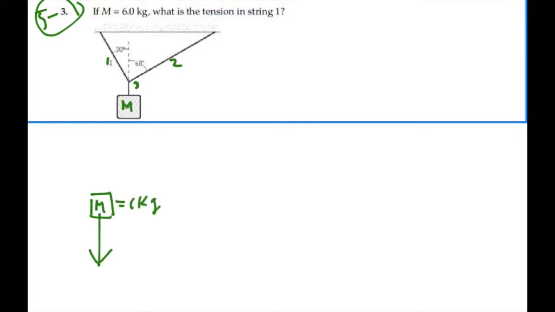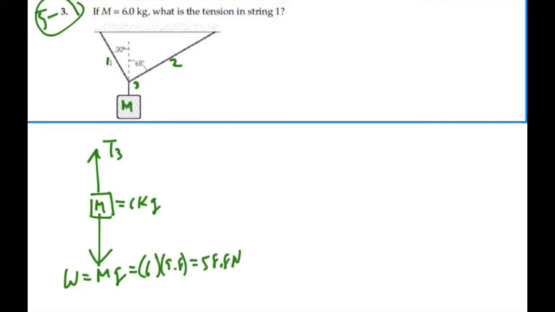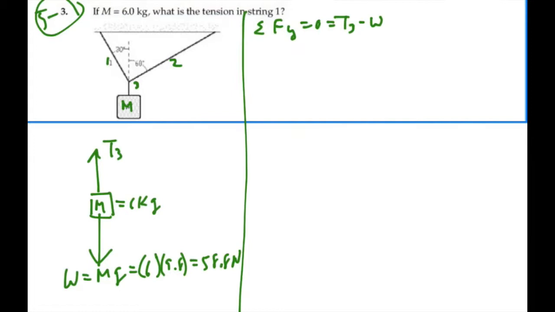Realize that we have weight equal to mg pulling down, and we have tension 3 pulling up. The weight's equal to 6 times 9.8, so that is 58.8 newtons. And since the summation of all the forces in the y direction will be 0, that's equal to the tension 3 minus the weight. So tension 3 is indeed equal to the weight, which is 58.8 newtons. Okay, so that's the tension in string 3.